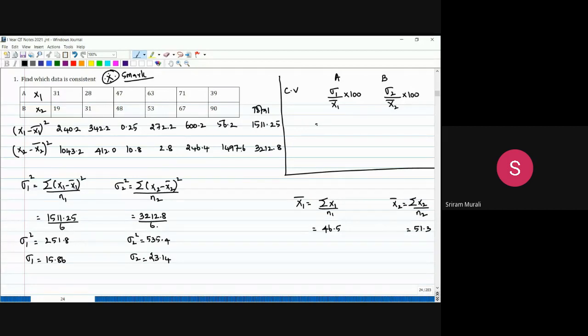Now you substitute here. For the first observation, it is 15.86 divided by 46.5 into 100. You should get 34.1%. Whereas this, 23.14 divided by 51.3 into 100, that is equal to, less variation or more consistent. Less variation or more consistent. Is that clear?